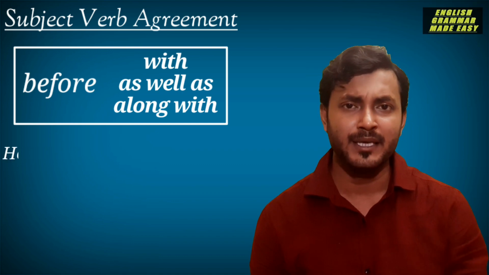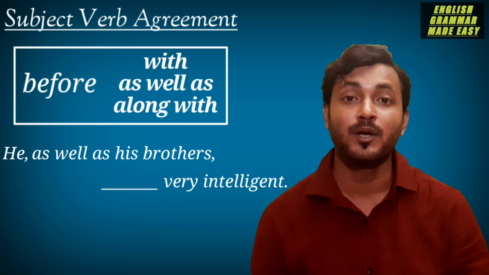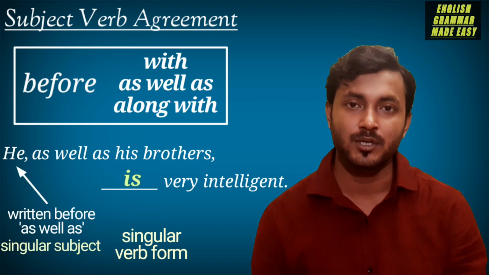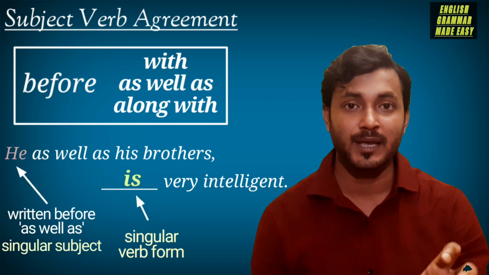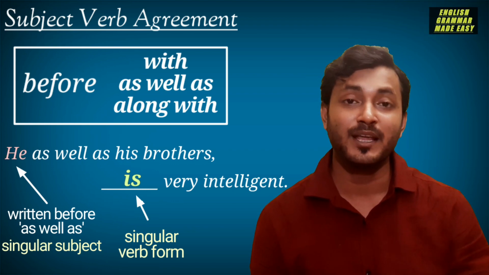Your subject is an old man. If you say he as well as his brothers dash very intelligent, what will you write? Is very intelligent. He is written before as well as, and that is your subject. Done? Let us move to the next one.